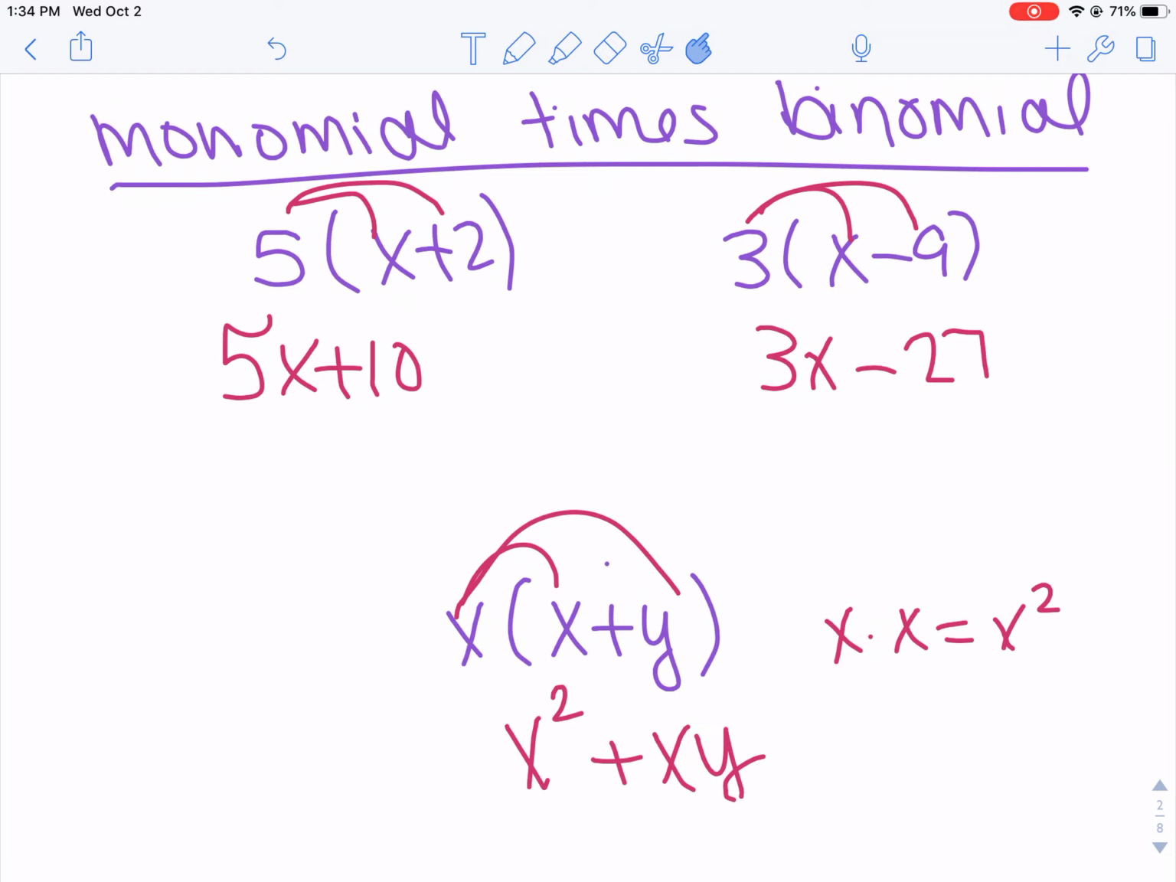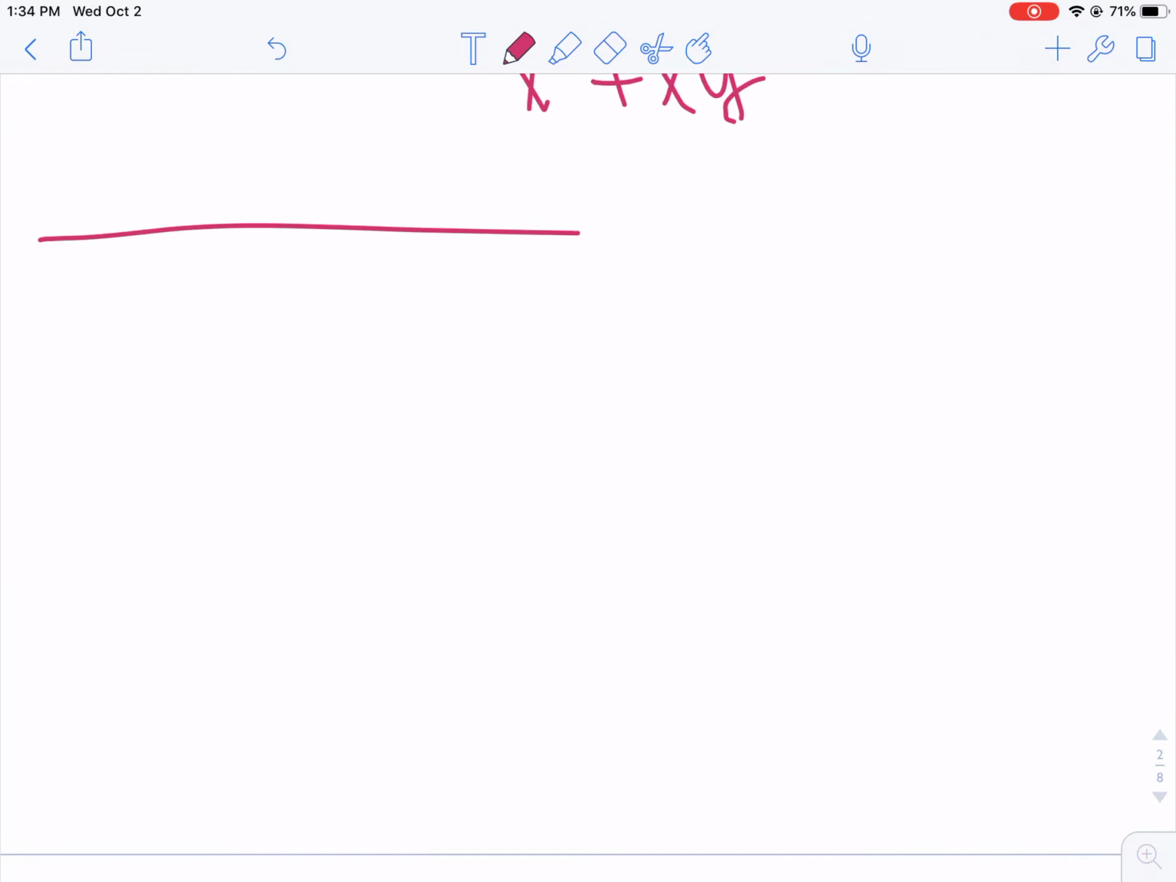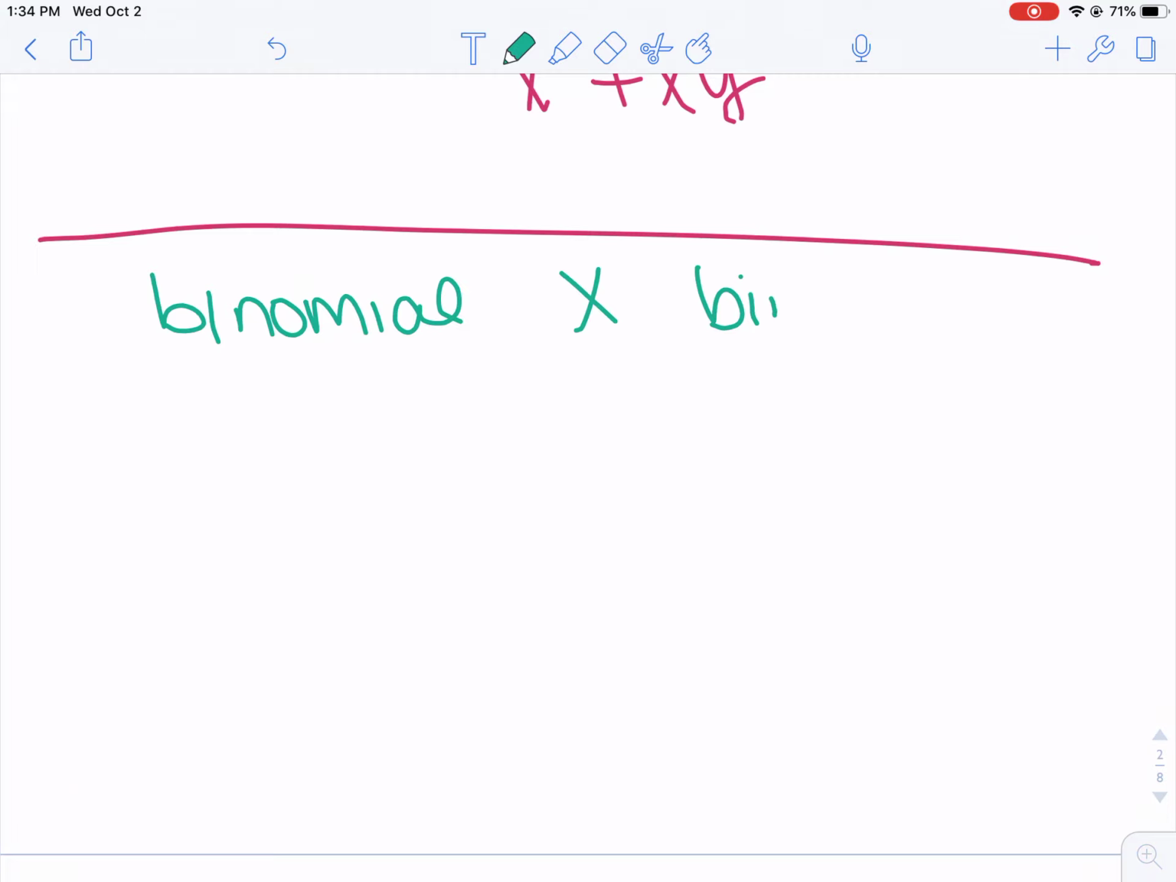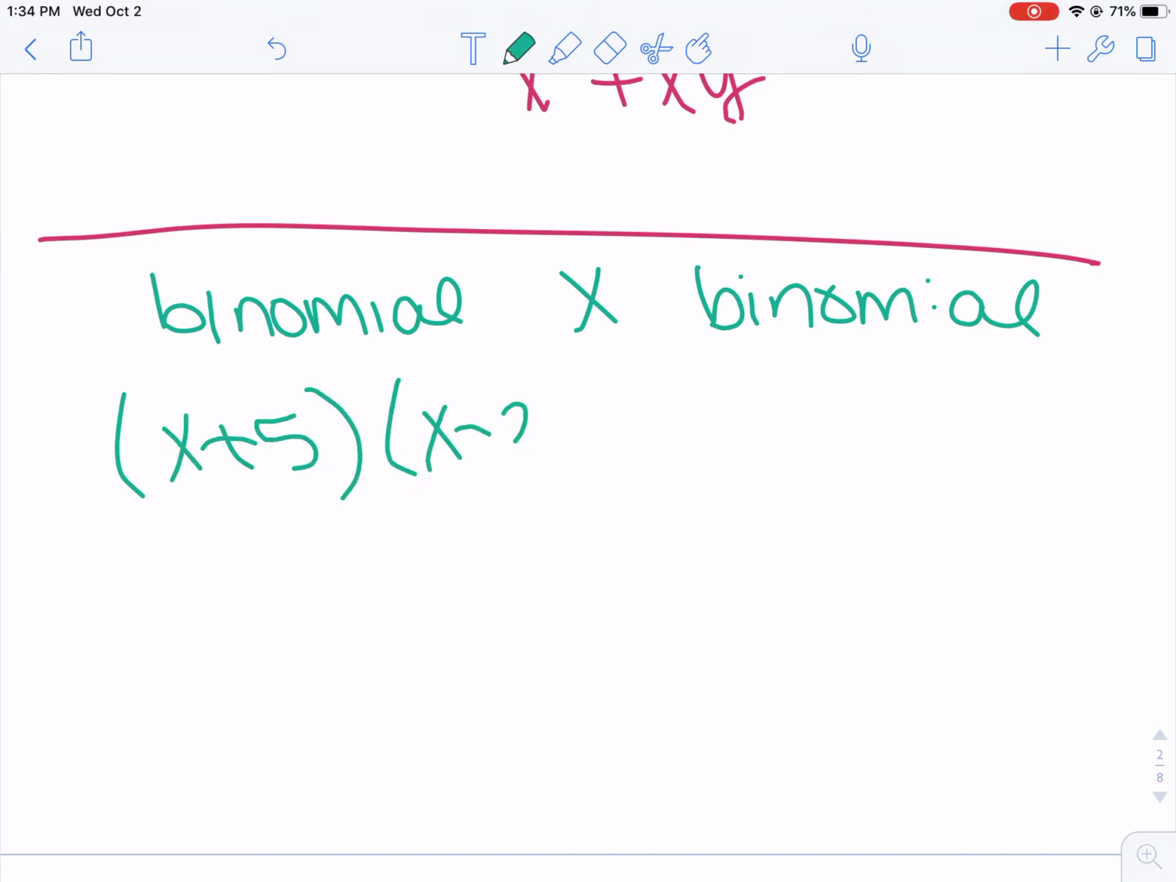You might need to pause this as you go because I know I'm going through this fast, but that's so that this video is not 45 minutes long. If we take it a step further and decide we want to do binomials times binomials, this would look like x plus 5 times x minus 2, or 3x plus 6 times 2x minus 4.